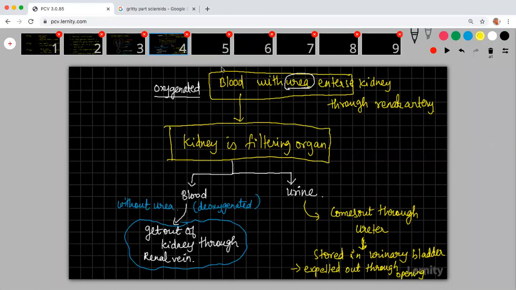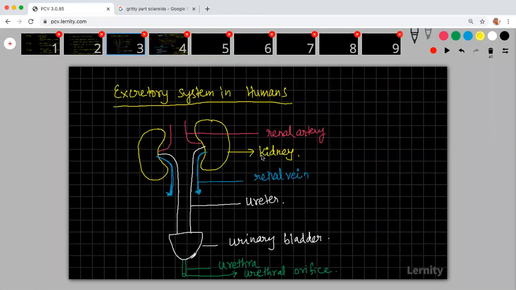Okay, so what will happen is, whatever is coming out in the form of urine will come here through this particular pathway. It will be stored here, and then it will come out through the urethral opening, as urine. Are we able to understand what is happening in the system?